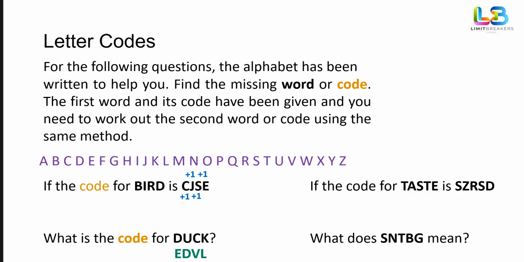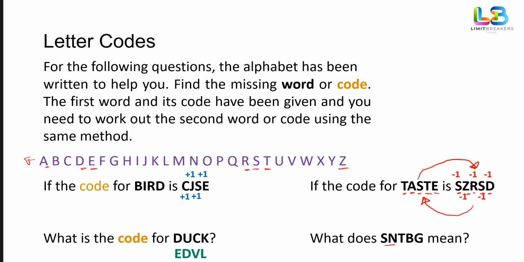So from T to S, we're taking away 1. From A to Z, we're going backwards by 1. So we take away 1. From S to R, we're also going back 1. From T to S, we're also going back 1. And from E to D, we're going back 1. You could see here that going from word to code, we're taking away 1. But if we were to go back the other way, going from code to word, we should be adding 1.